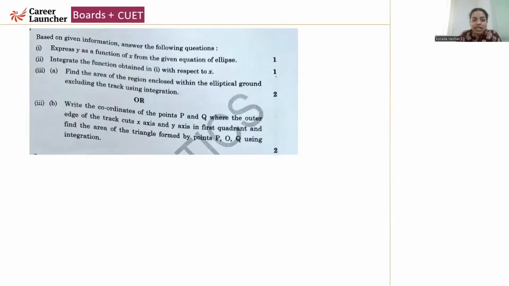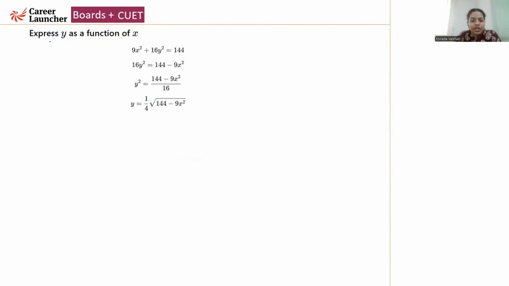So सबसे पहले हमें निकालना है to express y as a function of x from the given equation of ellipse. So यहाँ पे हमने पूरा equation लिख दिया है. You are converting the whole equation into one variable जिसमें आप y को left hand side में रख रहे हो, taking everything on the right hand side. And this is what the expression is looking like.